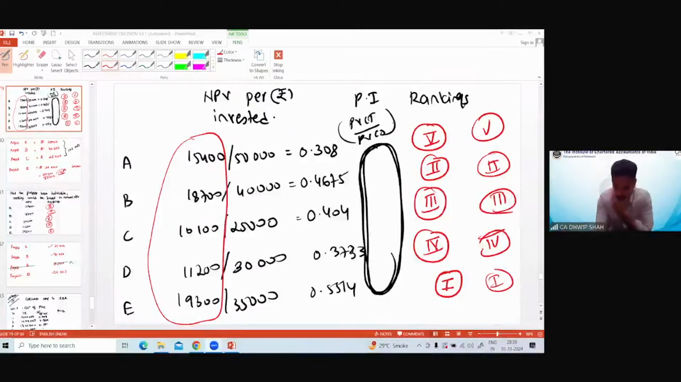1792. So you would have made some mistake in the calculation. You can recheck with the solution and do it one more time.